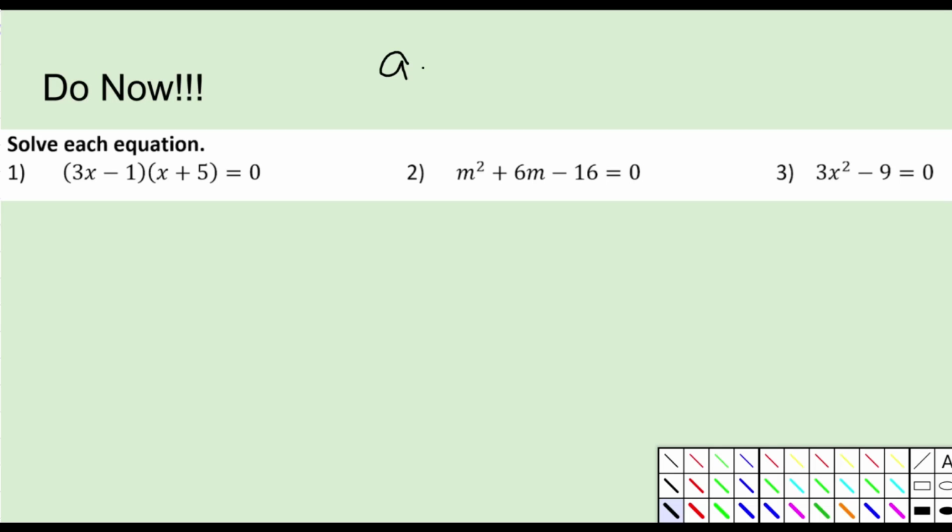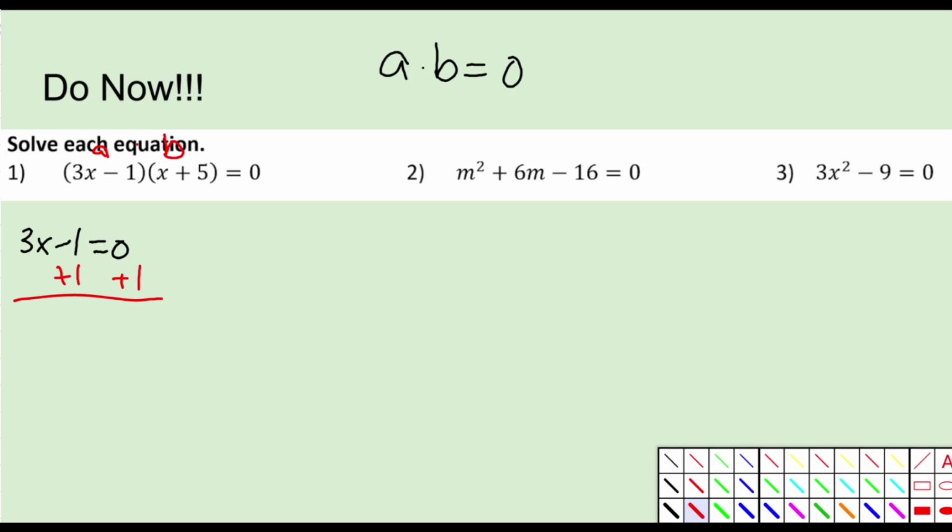Property for a couple of them. So remember from yesterday that a times b equals zero. That means if that happens, then A should be equal to zero or B should be equal to zero. So in this problem, this is like our A term and this is like our B term. That means we're going to set both of those equal to zero and solve those equations to find my solutions. So let's set that one equal to zero and solve that.